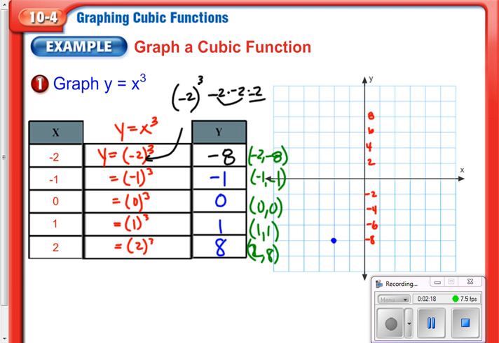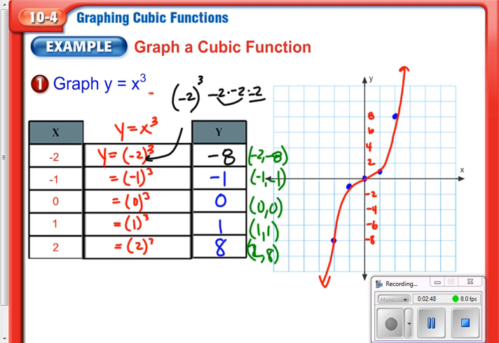Go ahead and plot -2, -8. Here's your plot. -1, -1. Here it is. 0, 0, 1, 1, and 2, 8. There's your plots. This is what a cubic function would look like. Okay, it does continue on forever, but it has a nice little swerve to it, increases and decreases. So this is what it would look like when you graph that.